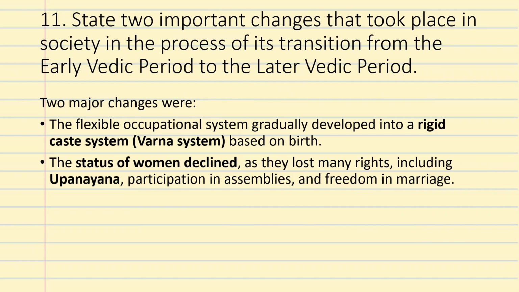Now we will see another question. State two important changes that took place in the society in the process of its transition from the early Vedic period to later Vedic period. Two major changes were the flexible occupation system gradually developed into rigid caste system, which is Varna system based on birth. The status of women declined as they lost many rights including Upanayana, participation in assemblies, and freedom in marriage.